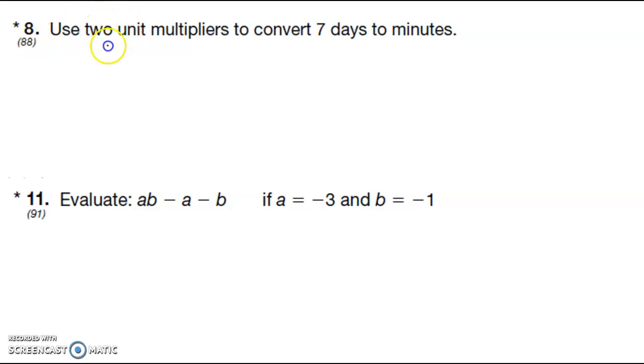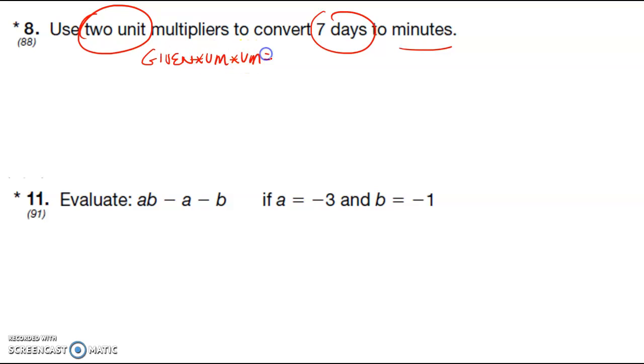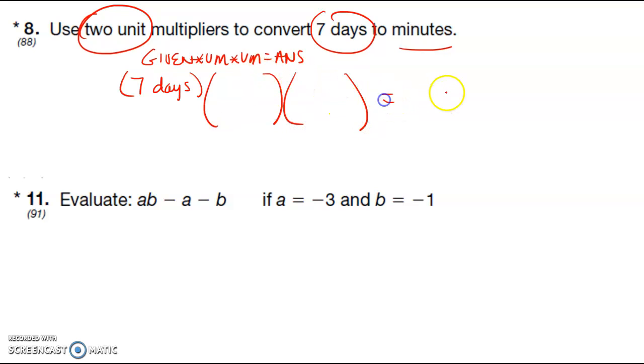Number 8 says to use 2 unit multipliers to convert 7 days to minutes. So I know that we're going to use our given times 2 unit multipliers to get our answer. We're given 7 days, and we are trying to get to minutes. So let's go days to hours first. So 1 day is 24 hours. And then let's go hours to minutes.